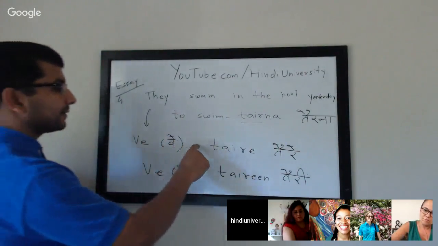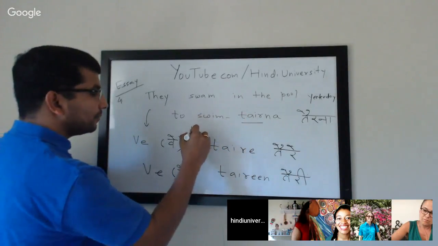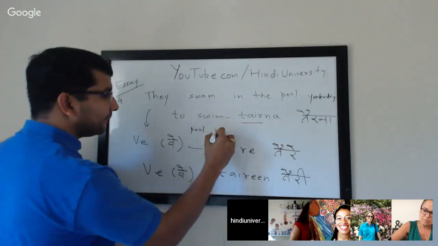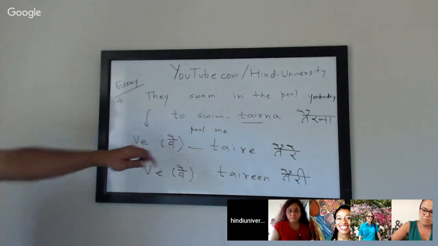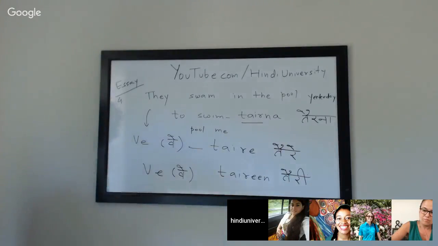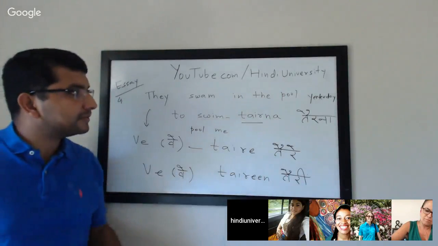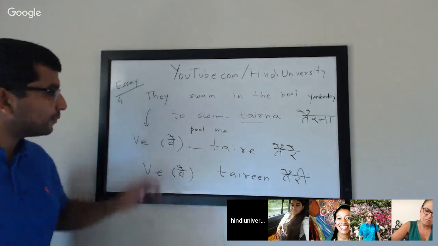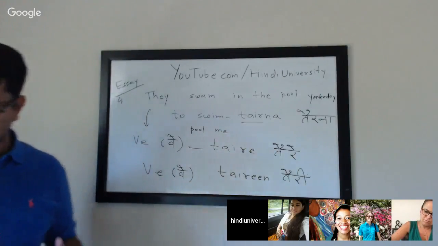So it will be वे, swam in the pool. So you can say पूल में, in the pool. Okay, वे पूल में तैरे versus वे पूल में तैरीं. Okay, I hope this is clear as well. And as far as yesterday is concerned, you can fit it in anywhere. This is just secondary at this point, right? वे कल पूल में तैरे versus वे कल पूल में तैरीं.